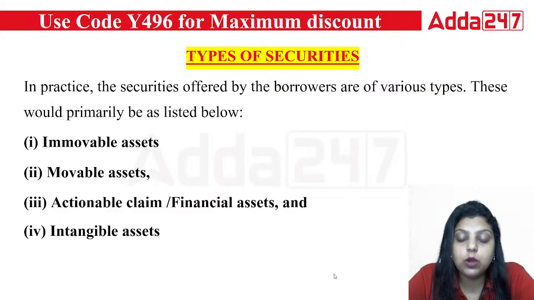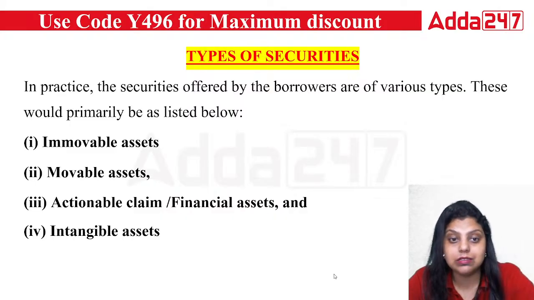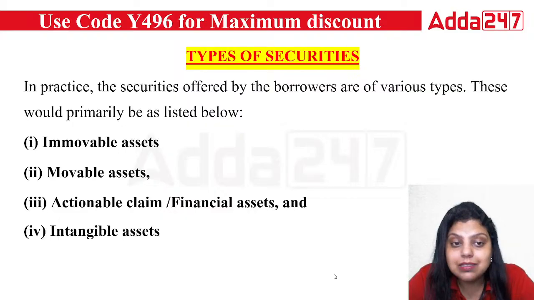Immovable property, we always know, will be counted in a mortgage. Movable can be pledge, it can be hypothecation, it can be lien. Actionable claims and financial assets are simply your assignment. Intangible assets can be your assignment.